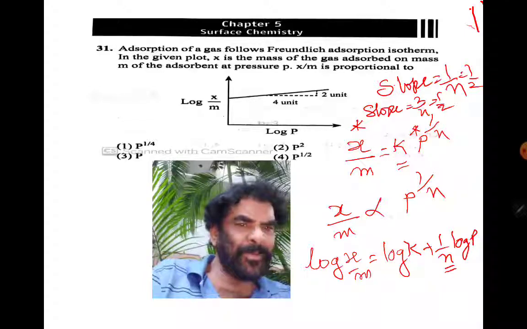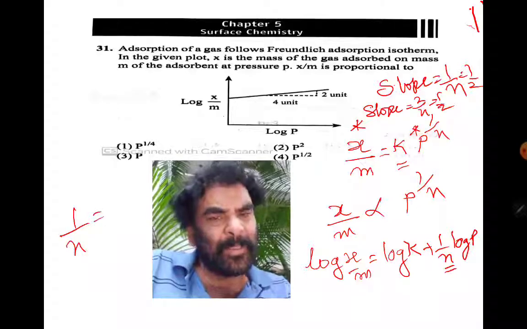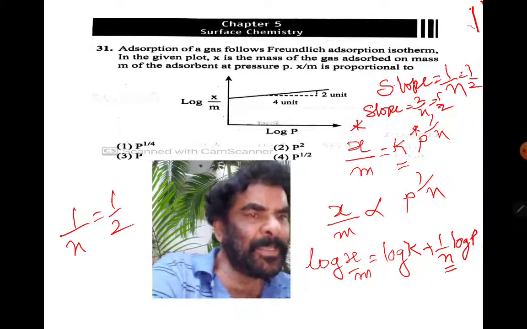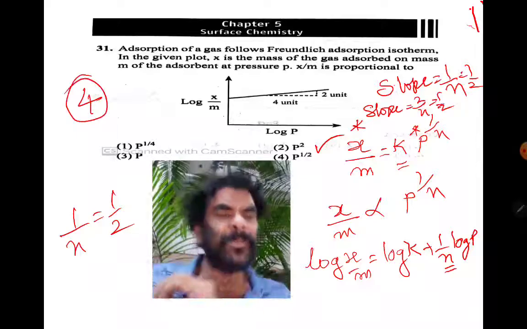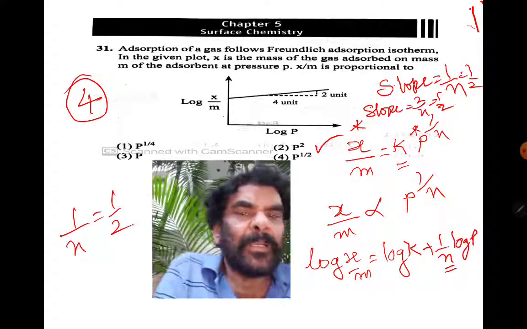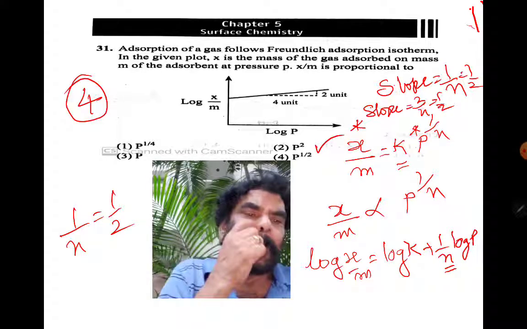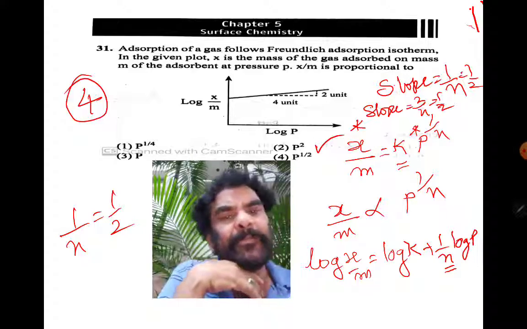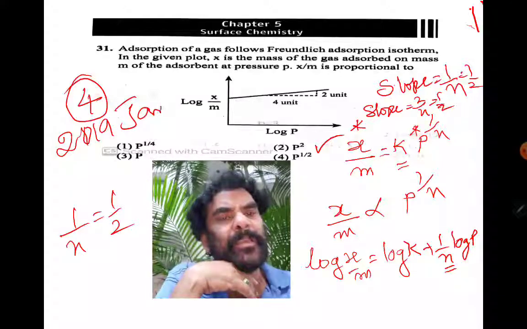So x by m is proportional to p to the power of 1 by n, that is 1 by 2. Therefore the fourth option is correct. This is a question from the JEE Mains, January 2019.